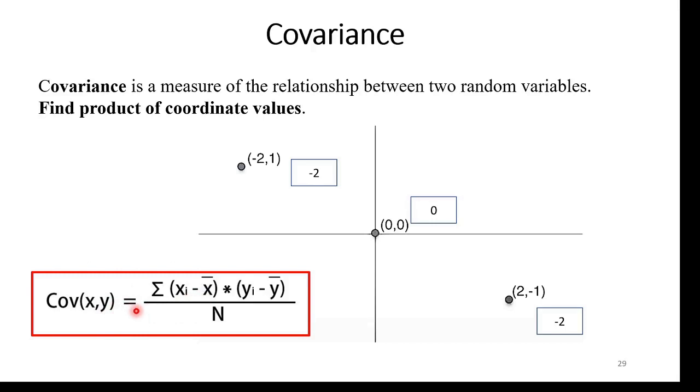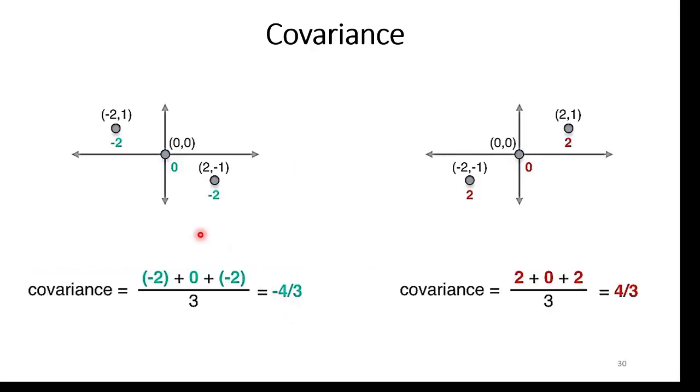Covariance is defined as the sum of the product of the deviations in X and Y directions, and then we find the mean. Here the covariance of this data set is minus 4 by 3 and the covariance of this data set is plus 4 by 3. So now it is working. So we can see that the covariances of these two data sets are different whereas the variances were the same.